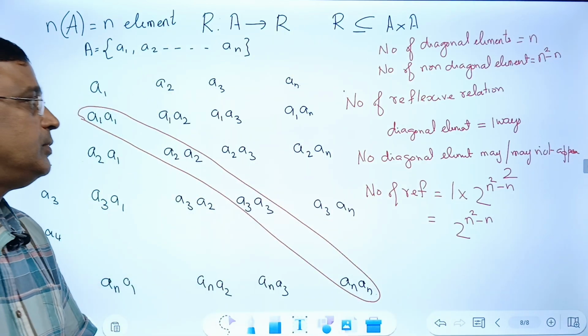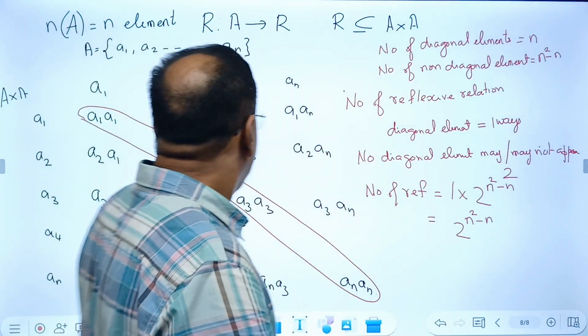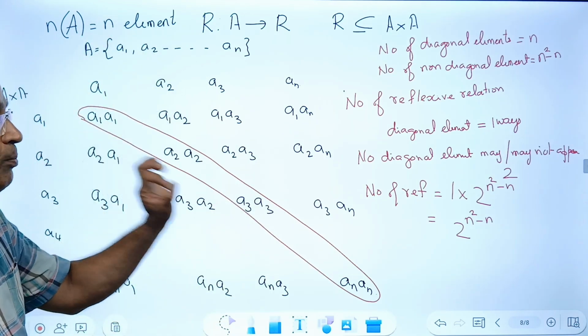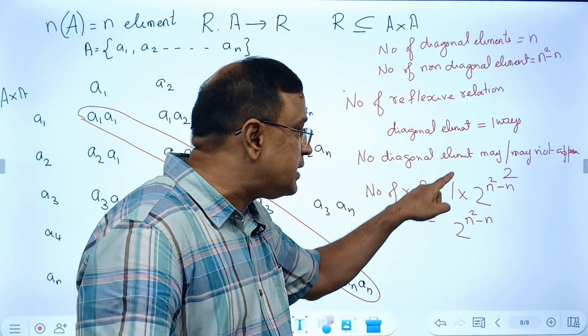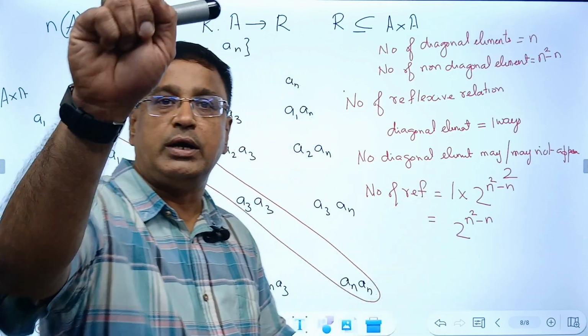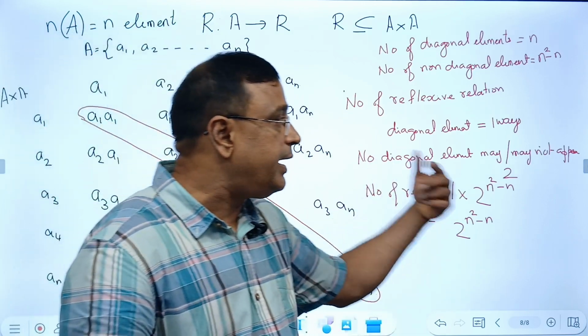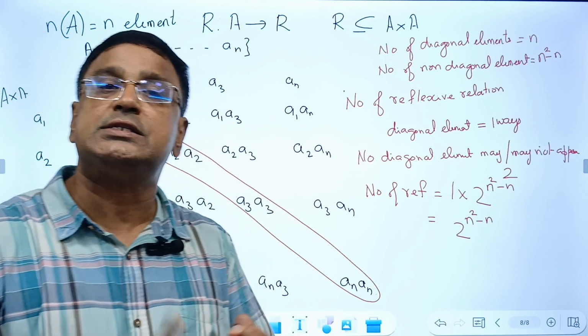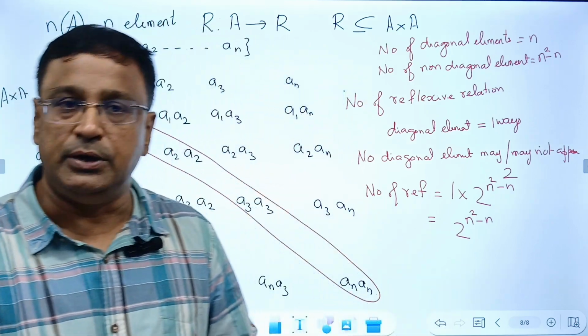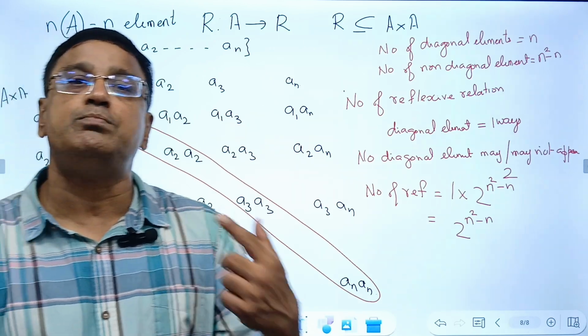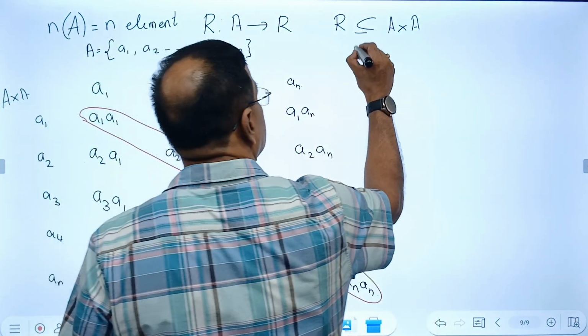Very nice problem. You see, the number of reflexive relations will be 2 power n square minus n. How did I come up with this number? The number of ways you can select all the elements in the diagonal is only one way, and the non-diagonal elements, how many elements are there? N square minus n, and each of them may appear or may not appear. So there are two options. Therefore, it is 2 power n square minus n.